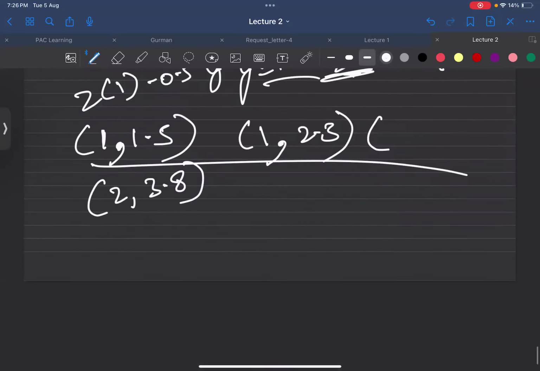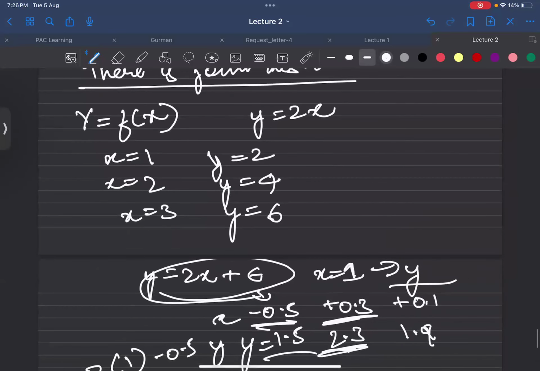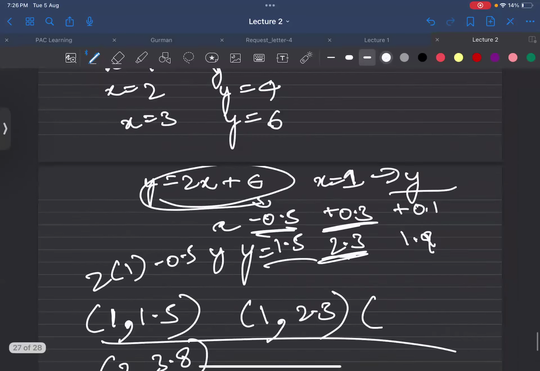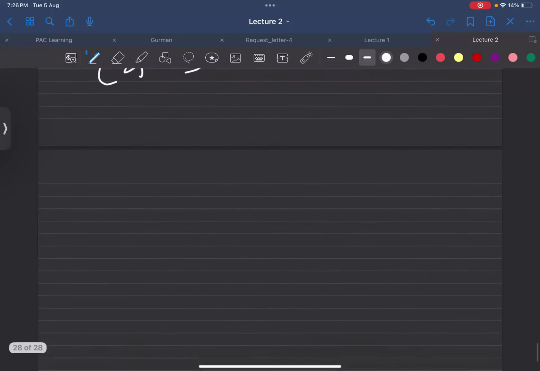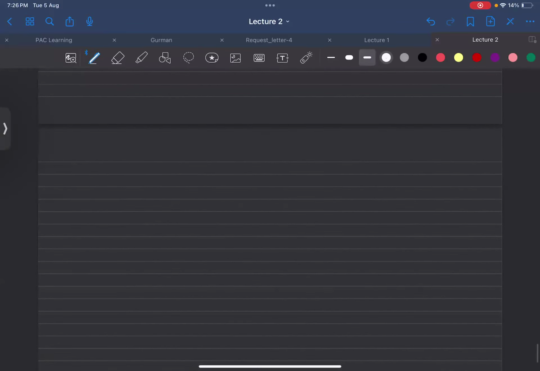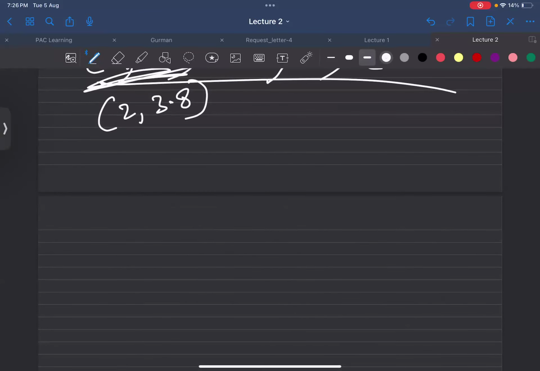Because the error is different. Error could be... noise is different. So this noise basically has the randomness there. That is why this joint distribution does exist here. This is the point they were saying: with noise, the joint distribution is there. With x and y, there is a relation between them. So the joint distribution does exist.